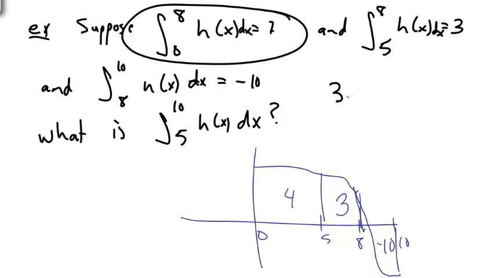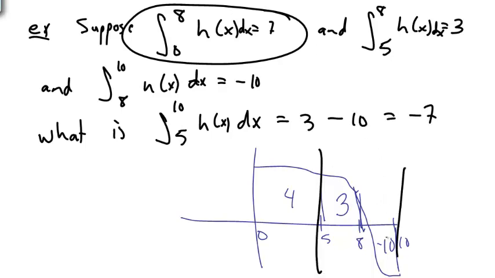3 minus 10. From 5 to 10, it's 3 minus 10, -7. It's more negative than positive. Now, we don't know what the curve looks like, and that's a really sad-looking curve, but you can figure out problems like this. Abstractly, you don't even need the picture.